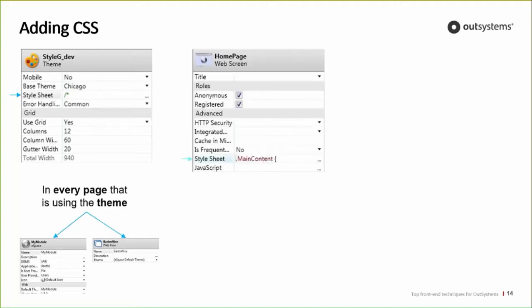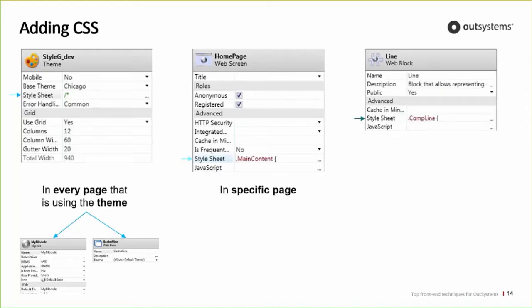Then we can also add CSS in the page. And this means that this CSS will be only used in this specific page. And finally, we can also add CSS in the web block. And this means that every page that is using the web block will import that CSS.